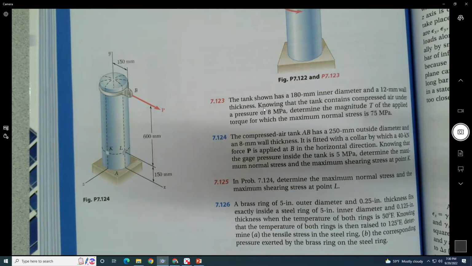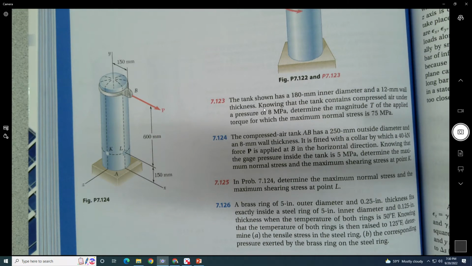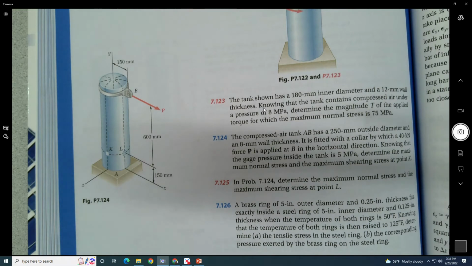So this is Beer Johnston, and we might alter what the problem is. I don't recall what stress element they want us to use on here, whether it's K or L. Maybe they're asking for both of them. We don't have to do both, but maybe they are. So they're saying this thing has a little dome looking thing on here, and it's got a collar.